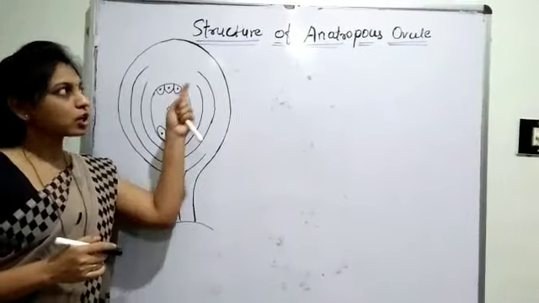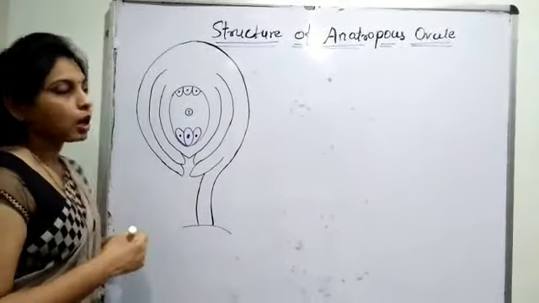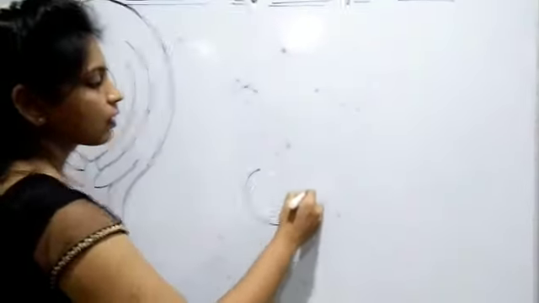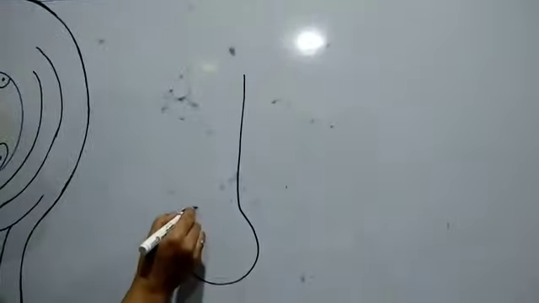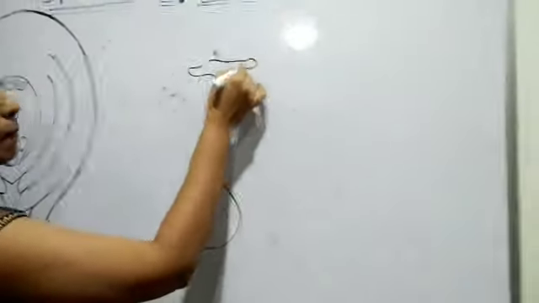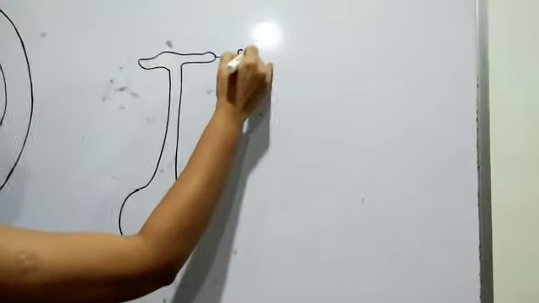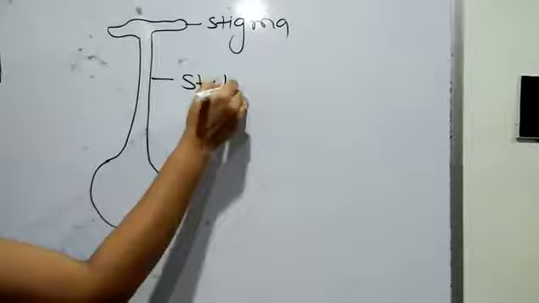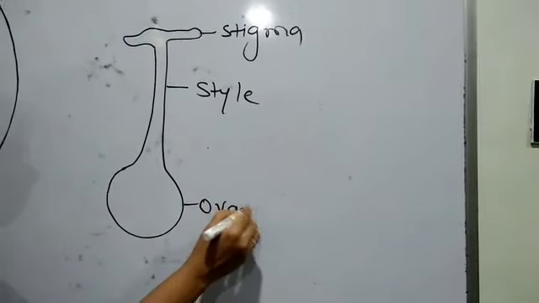Today's topic is the structure of the anatropous ovule. Now, the ovule is present inside an ovary. And the ovary in turn is a part of the carpel, which consists of the stigma, a long tubular style, and the ovary.